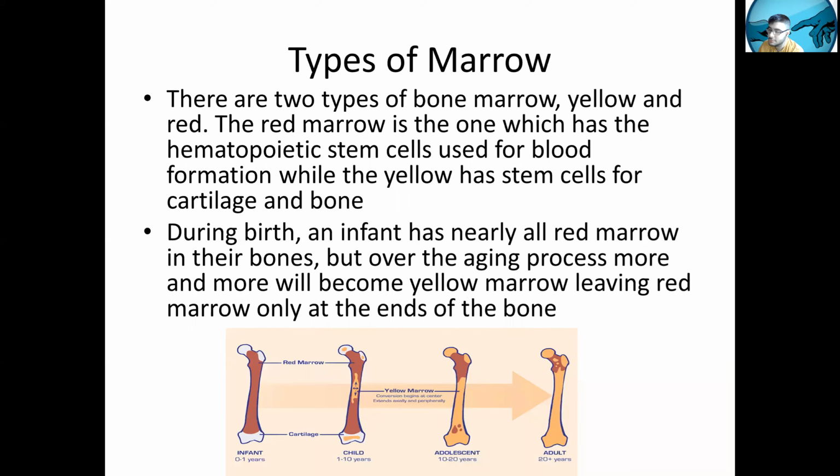During birth, an infant has nearly all red marrow in their bones, but over the aging process, more and more becomes yellow marrow, leaving red marrow only at the ends of the bone, which is spongy bone, like I mentioned before. And you can see here, conversion begins at the center, extends axially and peripherally over time, and you start getting more and more yellow marrow rather than red marrow. Okay.